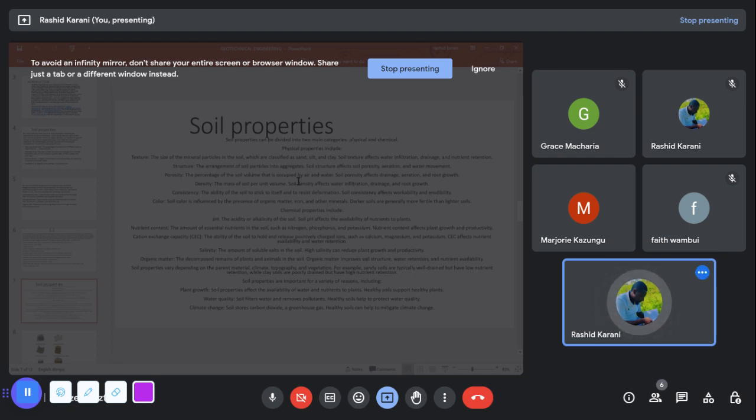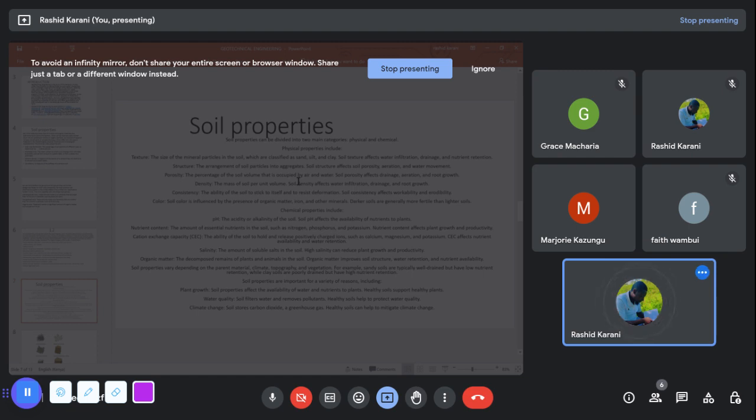Grace, can you tell me about chemical properties? What do we mean by chemical properties of soil? When we talk about the chemical properties, we have pH, we have salinity. Yes, we have the pH, which is the acidity and alkalinity of the soil. We have the salinity, which is the amount of soluble salts in the soil, which is in conjunction with the pH. We have the organic matter, the nutrient content, and finally the cation exchange capacity.